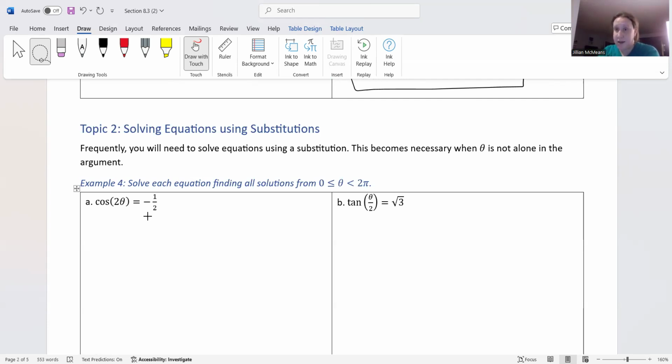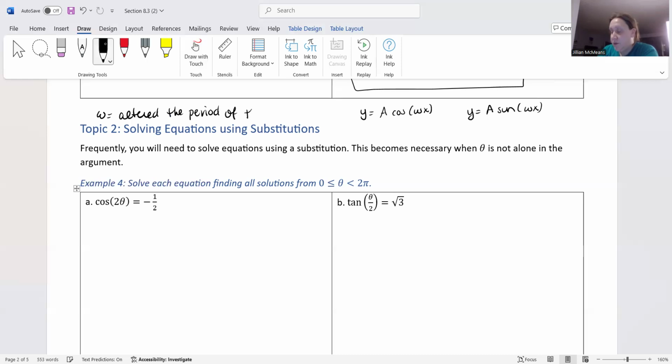Let's go back to this idea of what we were doing when we were graphing these trig functions, okay? So we had things like y equals a cosine of omega x and y equals a times sine of omega x. That was kind of like our first really generic situation where we were graphing transformations of these trig functions. And what we learned was omega, the coefficient of x, so that thing that our argument was being multiplied by, it really altered the period of our graph. Okay, so omega altered the period of the trig functions.